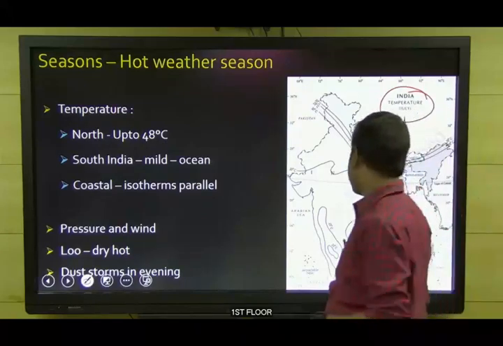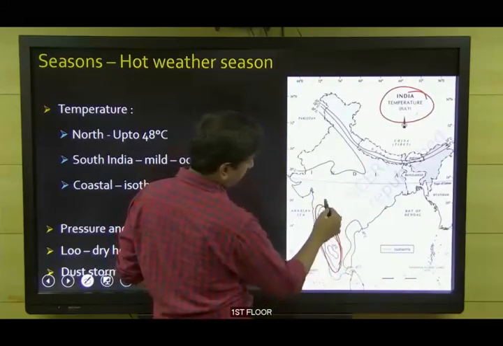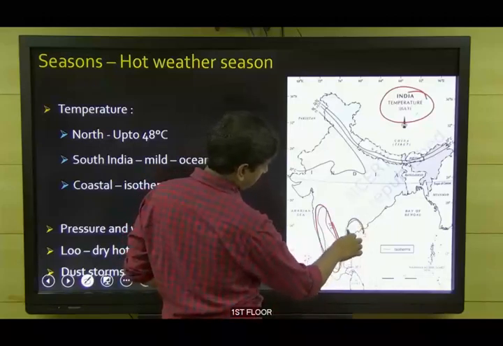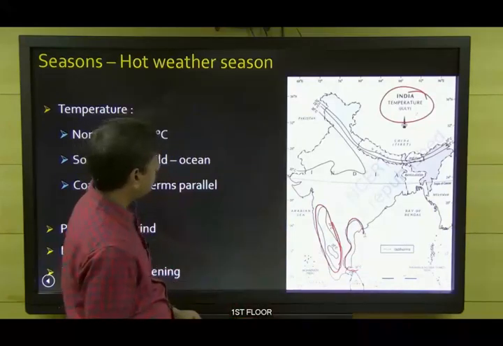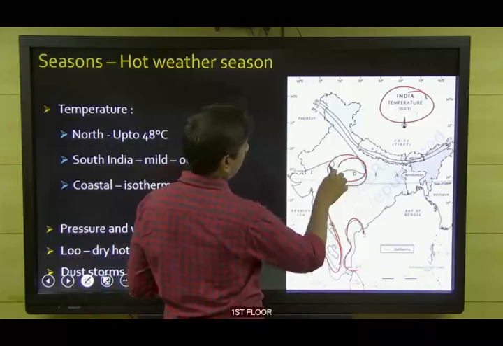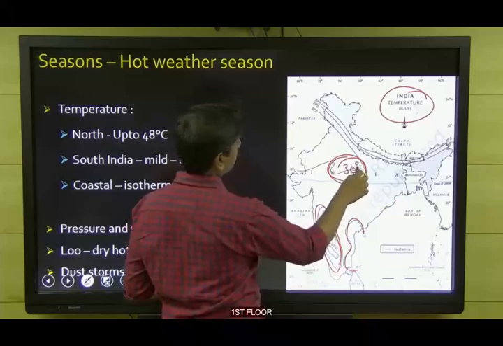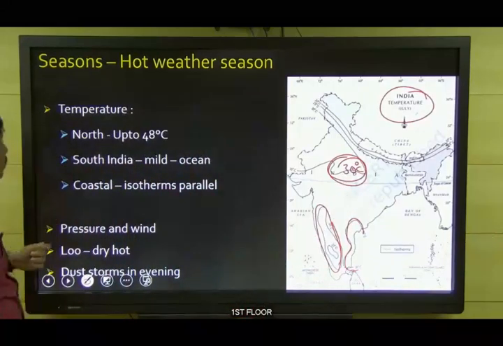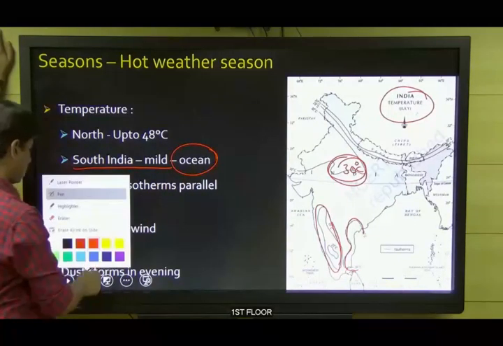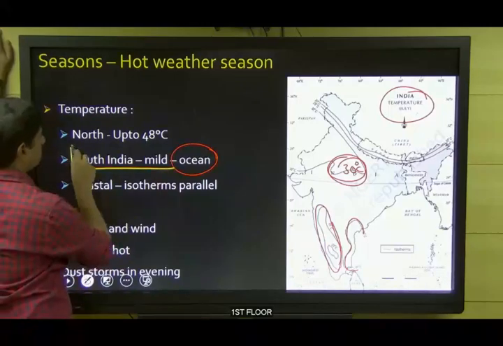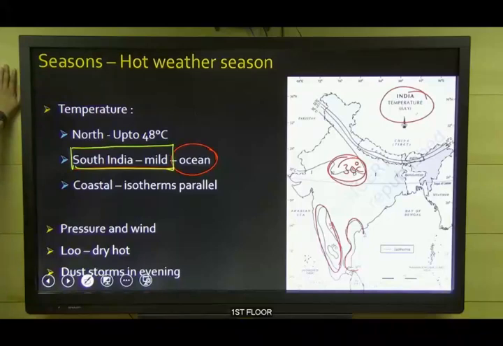If you see here, the coastal region, it is 20 to 25 degrees centigrade. On the east coast, it is 30 degrees centigrade in the summer. But this region, which is high in latitude, this is also experiencing 30 degrees centigrade. This is because of the ocean, the southern India is facing mild summer compared to the North India. South India is facing mild summer because of the moderating effect of ocean.